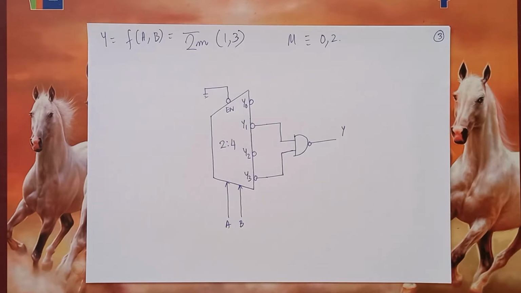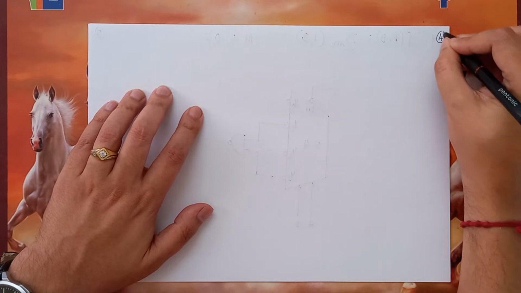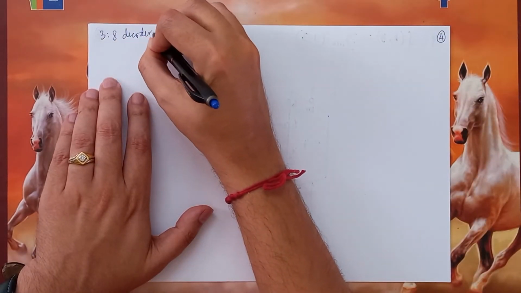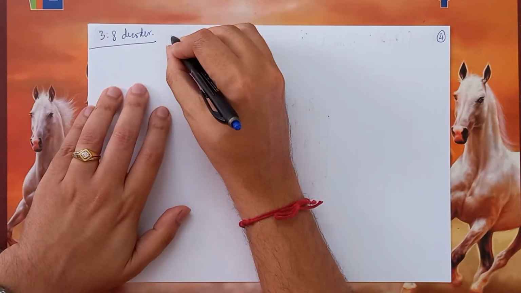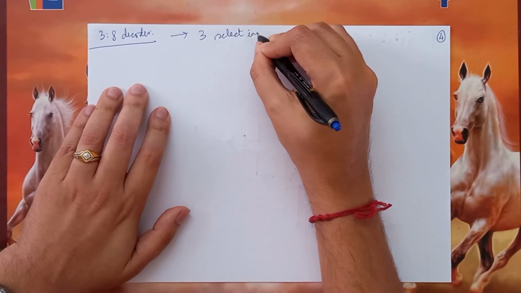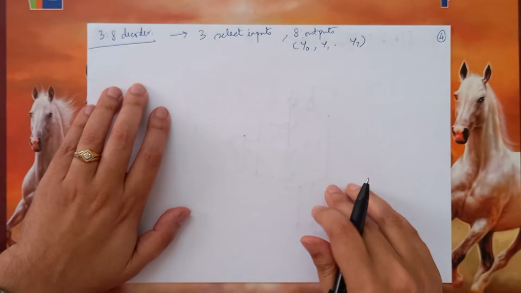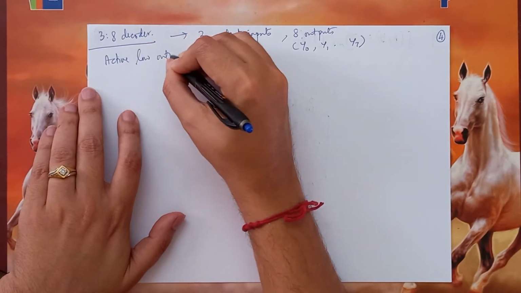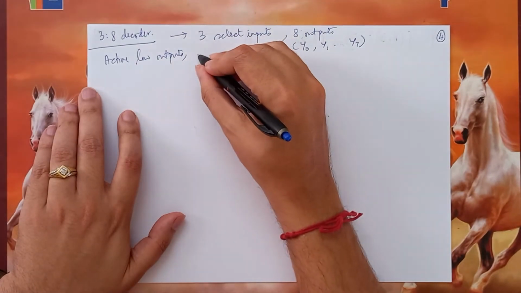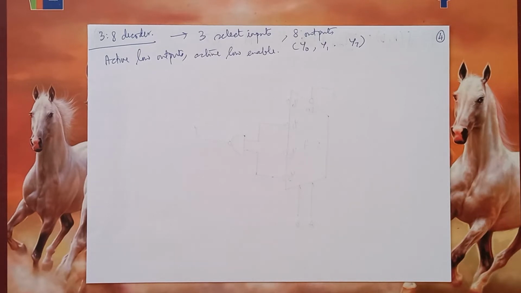Now, let us go one step further. Let us look at a 3:8 decoder. So a 3:8 decoder has 3 select inputs and 8 outputs. The outputs are y0, y1 all the way till y7. Now, let us assume that it has an active low output and active low enable. And let us say I want to realize the functioning of a full adder using this decoder.